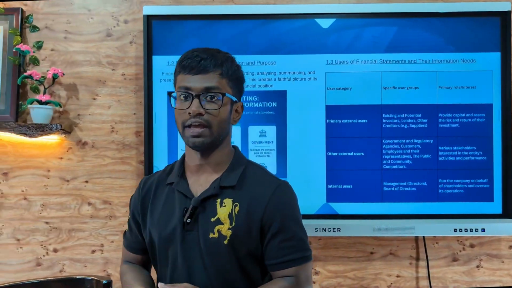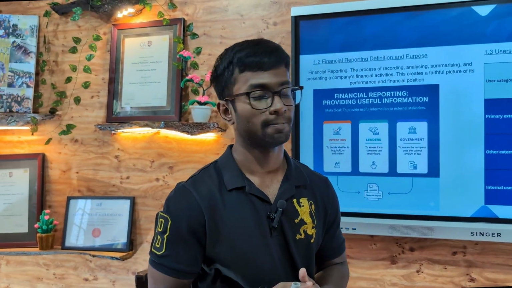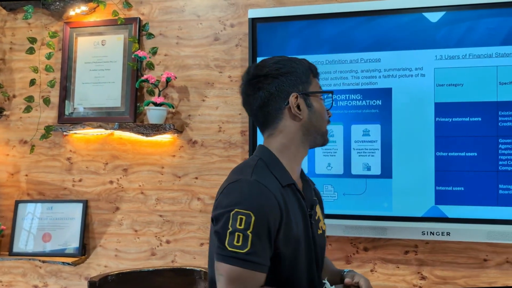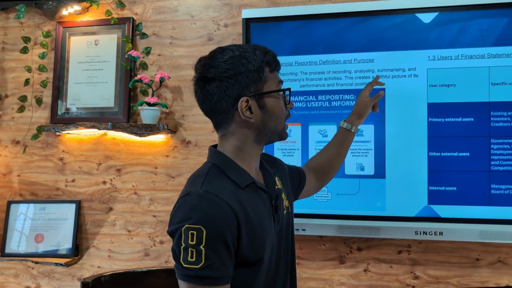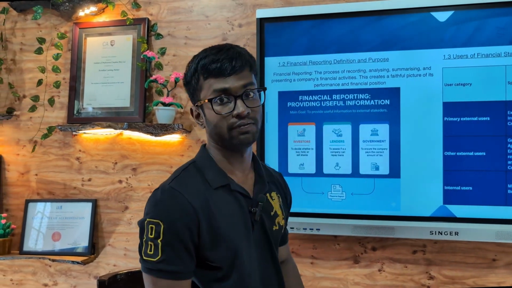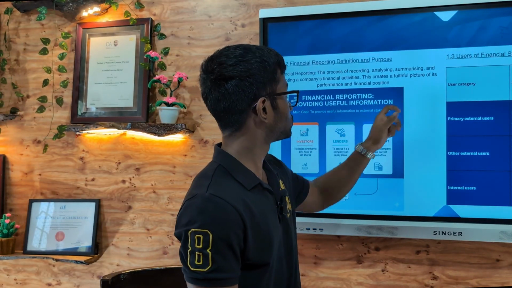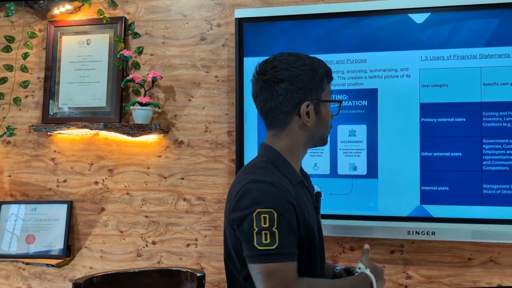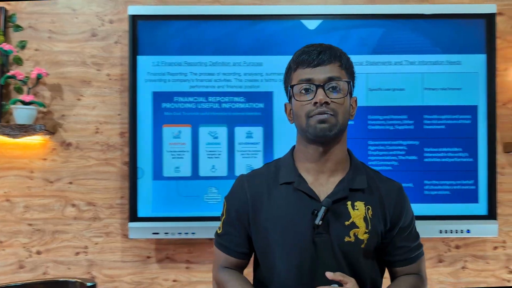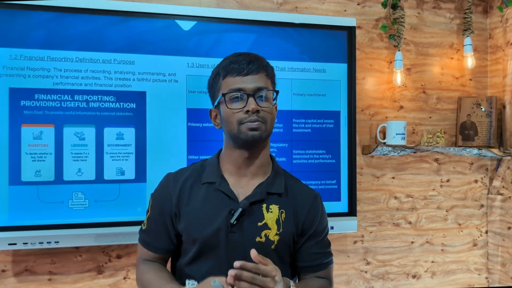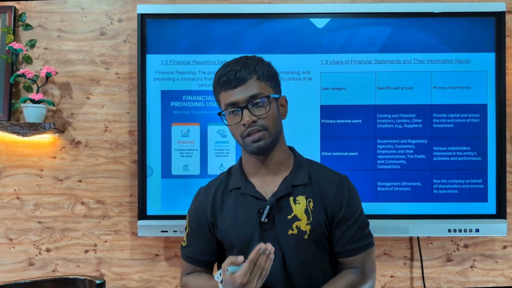Next, we'll talk about the financial reporting definition and purpose. Here I have given a small financial reporting definition. What is meant by financial reporting? It is the process of recording, analyzing, summarizing, and presenting companies' financial activities. This creates a faithful picture of its performance and financial position. So we have a set of procedures that we follow here. First, we record all the information. Usually we will learn about this process in the upcoming lesson, in your second chapter.